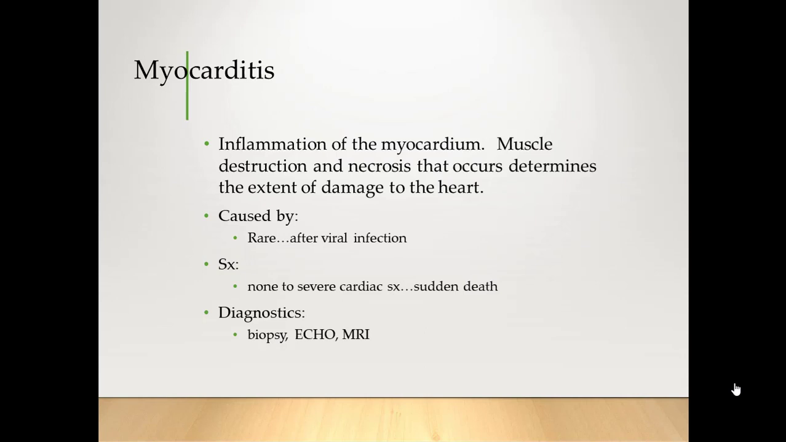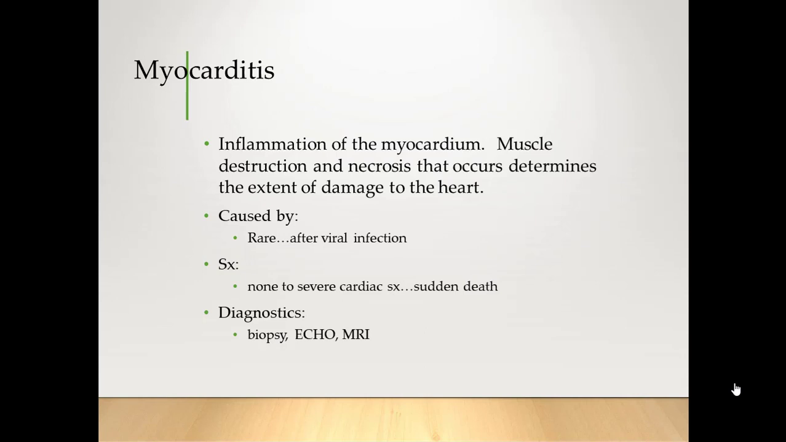Myocarditis is basically inflammation of that myocardium. Inflammation of that muscle tissue. It's destruction. To determine how severe it is, there's going to be muscle destruction and actually necrosis that will determine how severe myocarditis is. It's very rare. Generally, it happens after a viral infection. There can be no symptoms, but death would be the symptom.